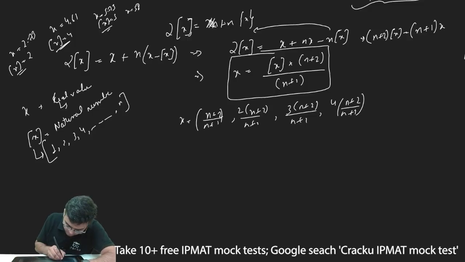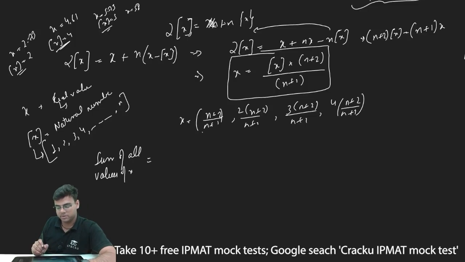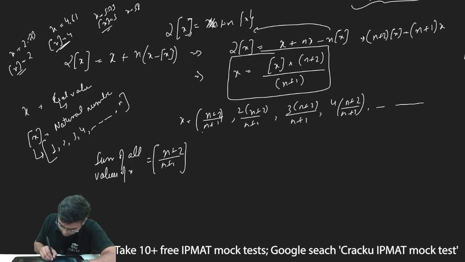We have to find out the sum of all values of x. So this is equal to (n+2)/(n+1) + 2(n+2)/(n+1) + 3(n+2)/(n+1) + 4(n+2)/(n+1), and this goes on till n natural numbers. So I can take (n+2)/(n+1) as common, multiplied by 1 + 2 + 3 + 4 + ... up to n natural numbers.